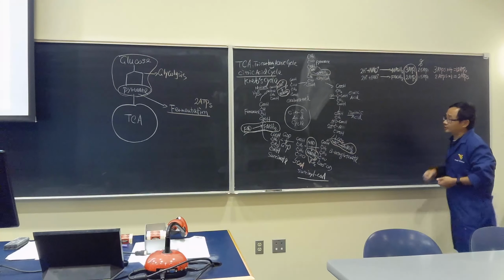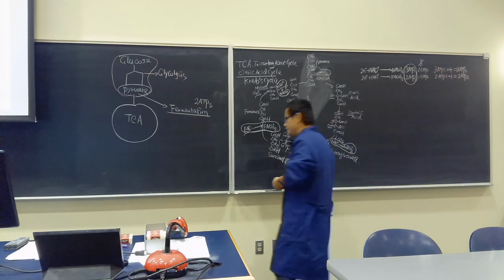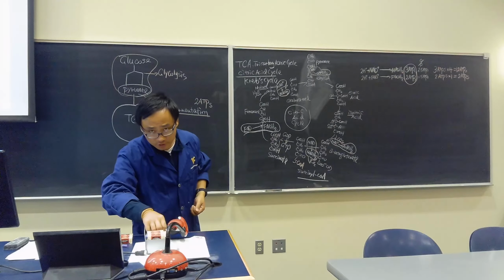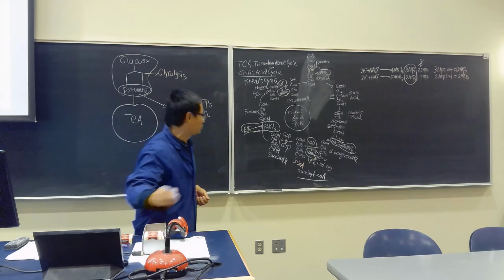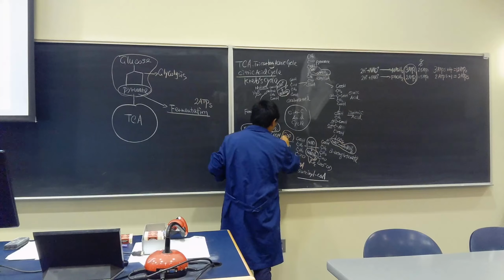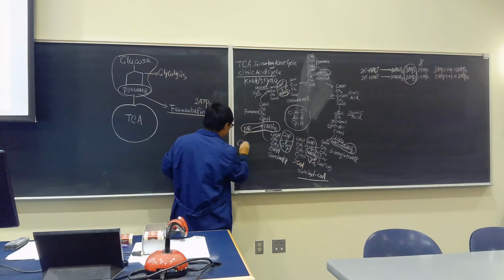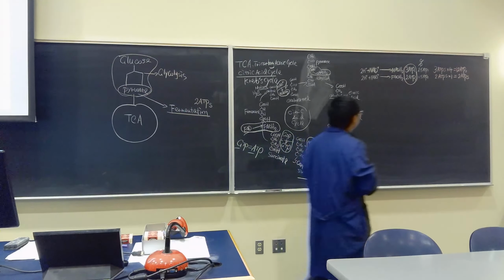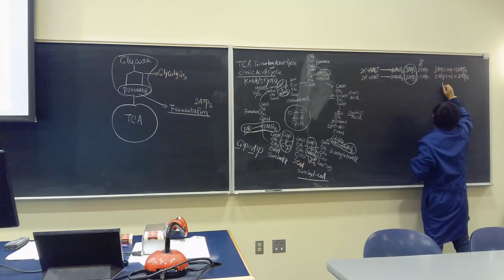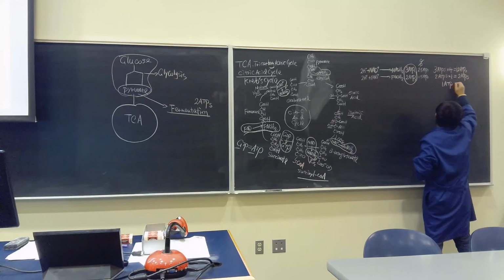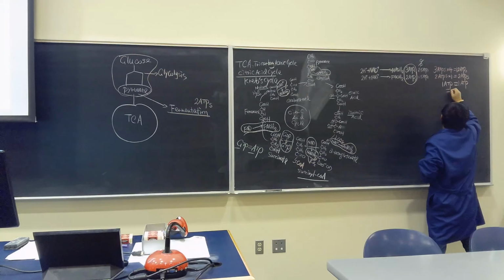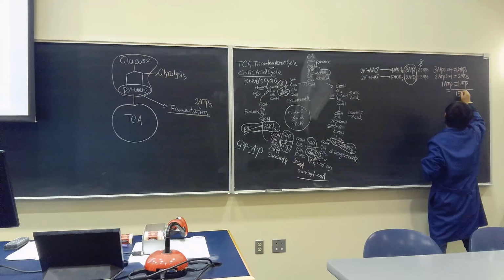And do not forget, there is another magic thing here, the GTP generation. And we consider this GTP equivalent to ATP. So right here, this GTP is equivalent to ATP. So don't forget, there is 1 ATP generated. So how many total for one cycle? Add up together, using the older rule, it is 15 ATPs.